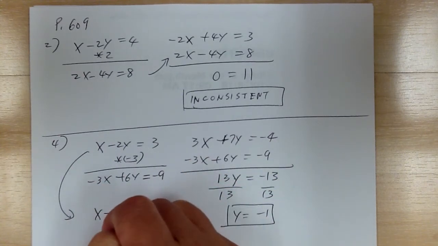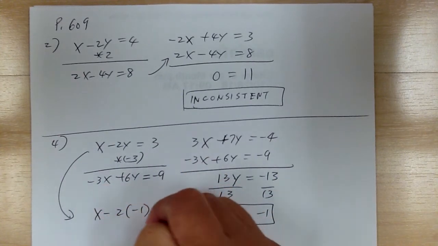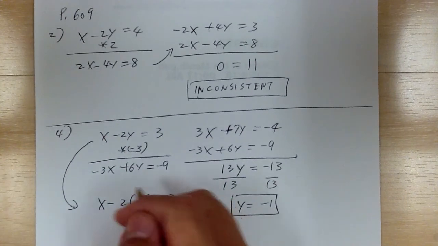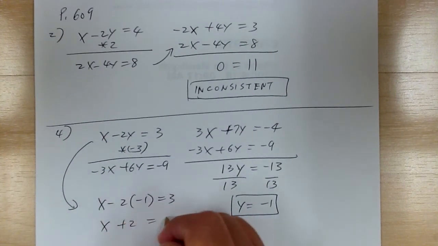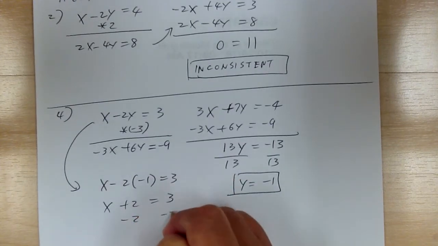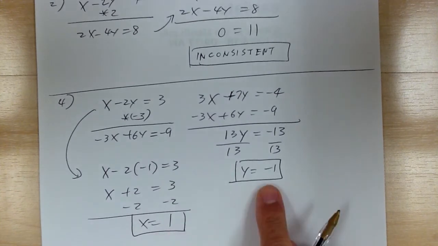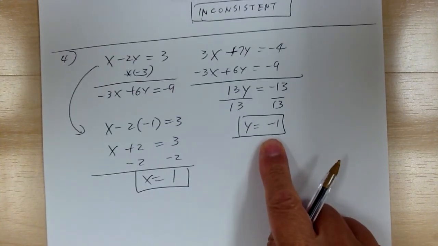So I get x minus 2 times y equal to 3, right? Again, y is negative 1. So I got x plus 2 equal to 3, minus 2, minus 2. So I get x equal to 1. Okay, so x equal to 1, y equal to negative 1.